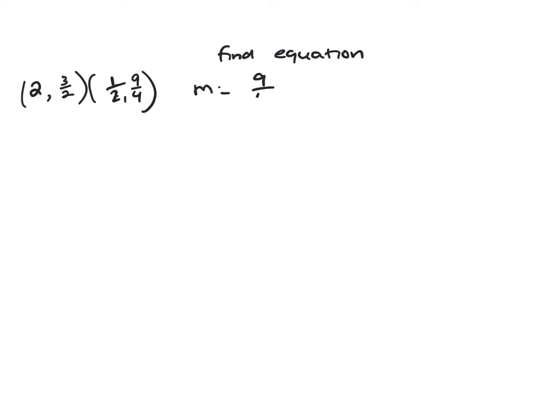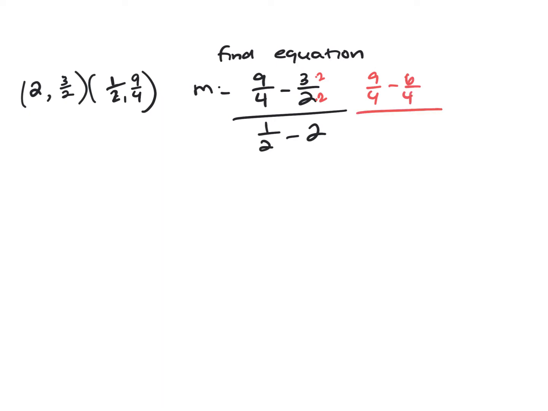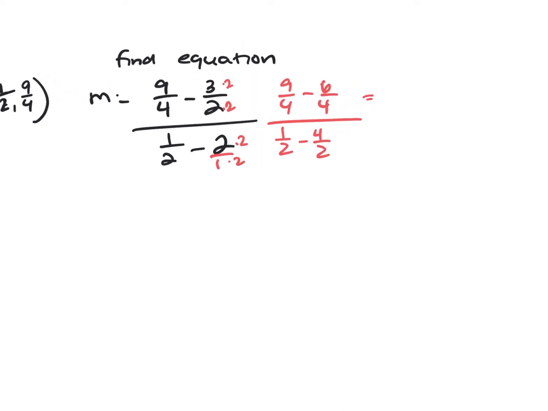So y2 minus y1 over x2 minus x1. Change the denominator here. So this would be 9/4 minus 6/4 over, change the denominator here, 1/2 minus 4/2. All right, so then I get 9 minus 6. This becomes 3/4 over. This would be negative 3/2, and then keep change flip.